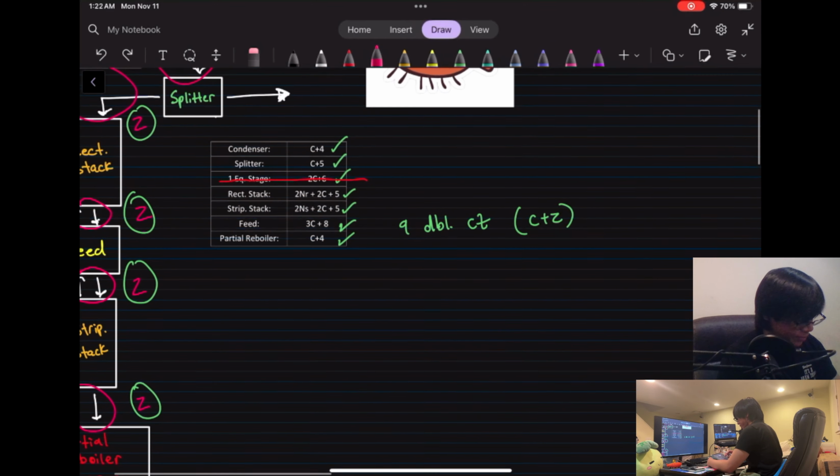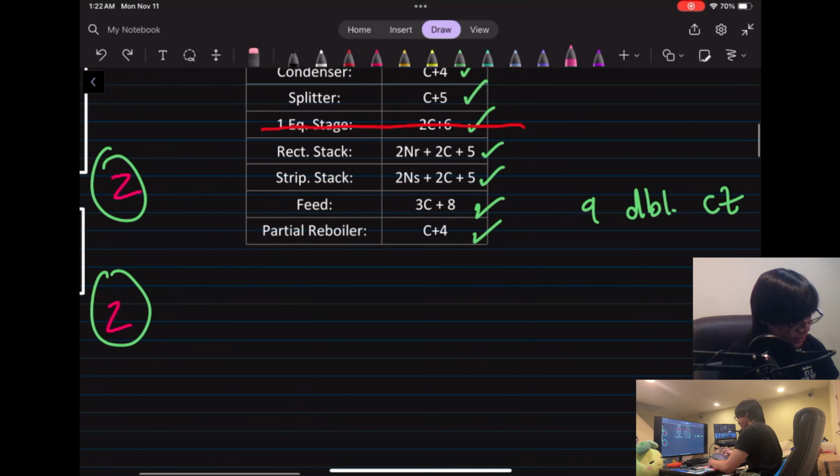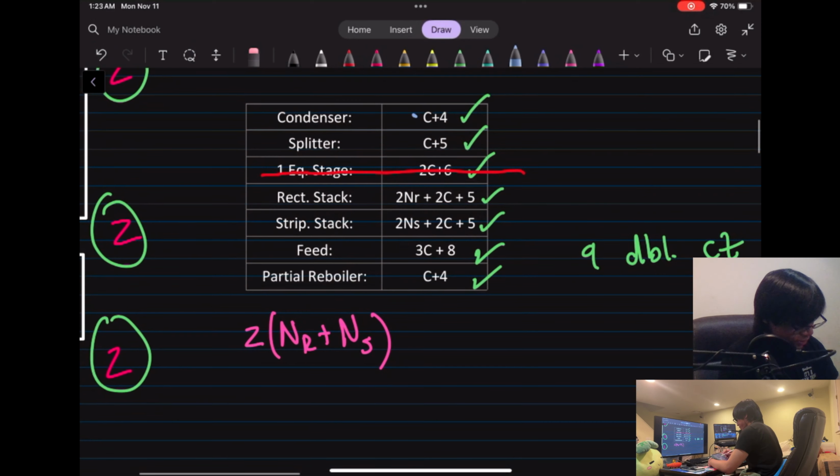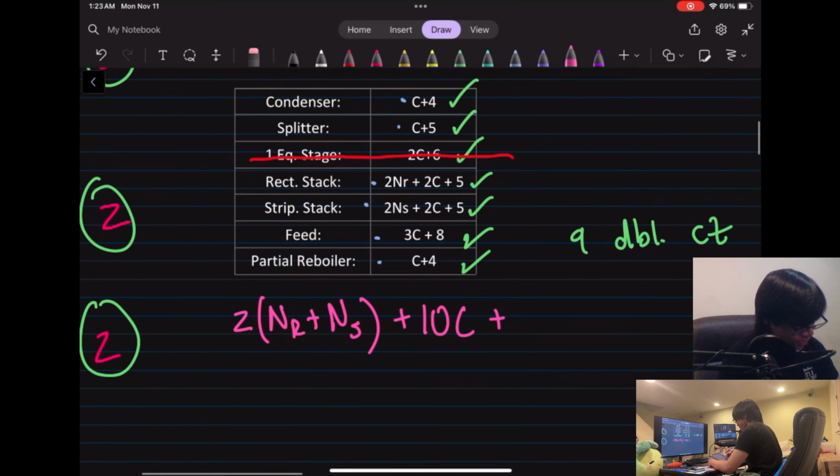So let's go back and count our C's. Well, honestly, we can do the N's since the number of stages are separate. So we have 2, and I can just factor this out: number of rectifying and number of stripping. Count all the C's. We have 1, 2, 3, 4, 5, 6. 6 plus 3 is 9, plus 1 is 10. So plus 10 C's.